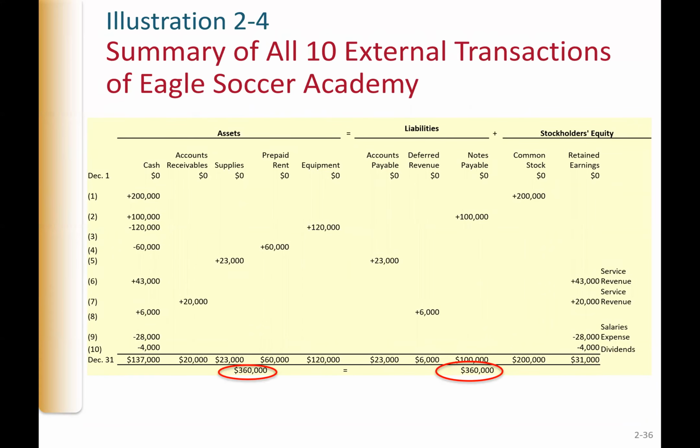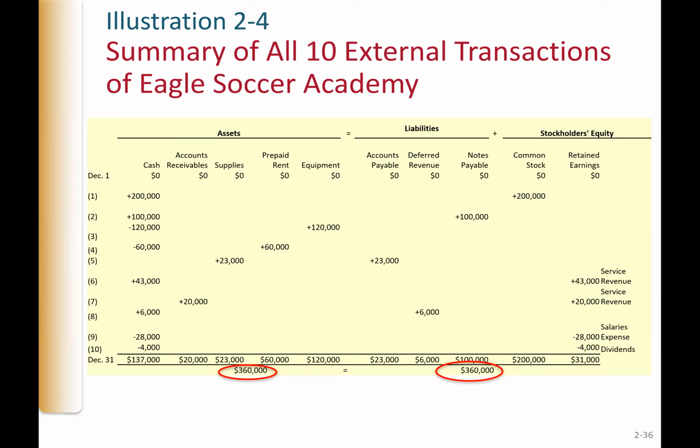So now, after all those various transactions that we've gone through, you see, we now know about 5 accounts that are assets. Cash is a resource. Accounts receivable is a resource or an asset. Supplies is an asset. Prepaid rent is an asset. And equipment is an asset.